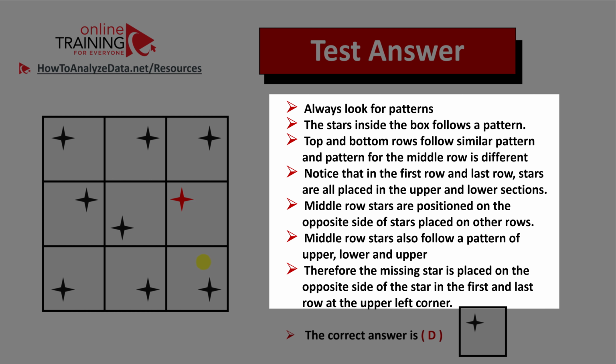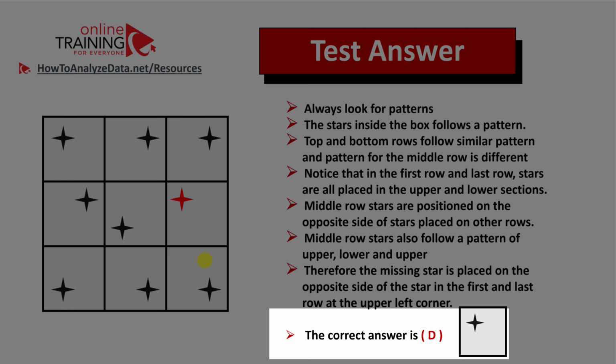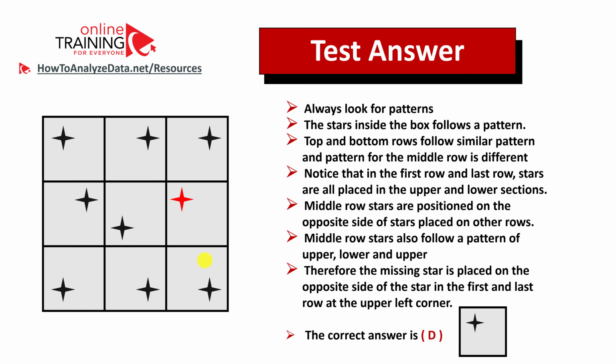Therefore, the missing star is placed on the opposite side of the star in the first and last rows, at the upper left corner. So the correct choice here is choice D. Hopefully you've nailed this question, and in case you didn't, you know how to answer similar problems on the test.